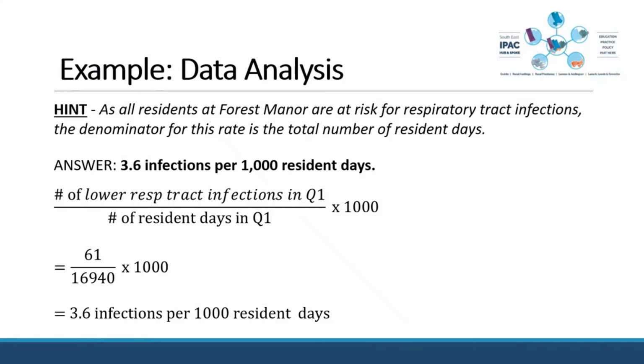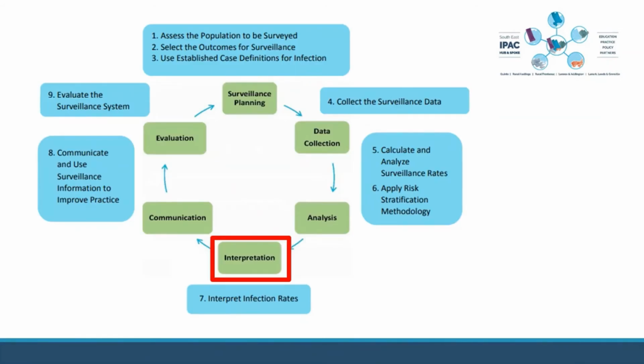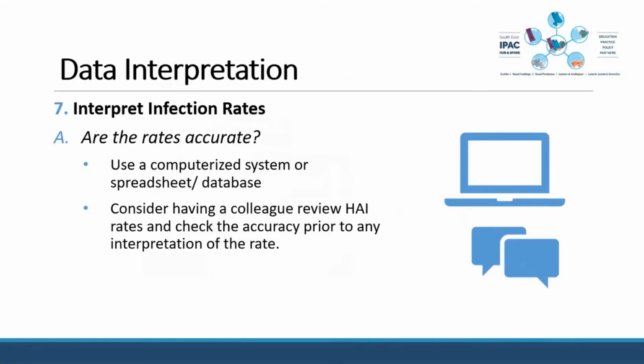So next we're going to talk about the interpretation of an infection rate. Interpreting the meaning of an infection rate needs working knowledge of your home surveillance system and also knowledge of the changing risks of infection in your home. So to guide a long-term care home in the interpretation of a surveillance rate, we can ask some questions.